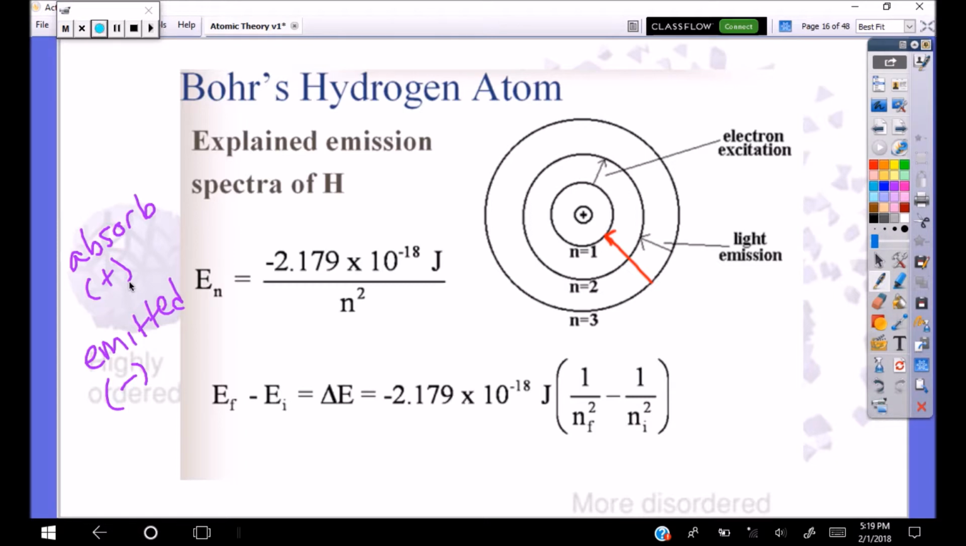In this example, they've got this red line going from 3 down to 2. 3 would be my initial, and 2 would be my final. So I'd have 1 over 2 squared, which is 1/4, minus 1 over 3 squared, which is 1/9. And it would give me the discrete amount of energy for that particular hydrogen atom. Again, this only works for hydrogen.